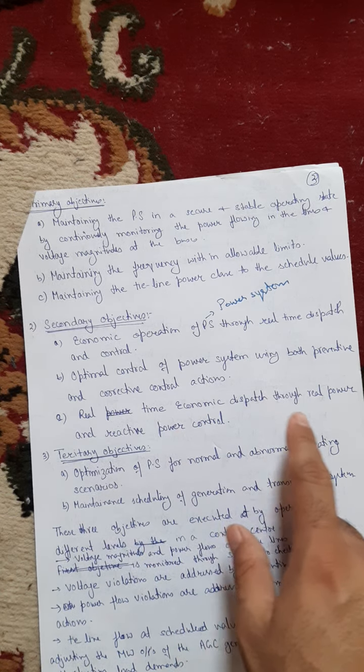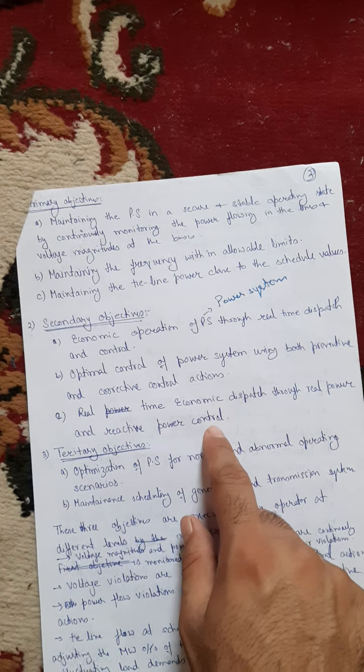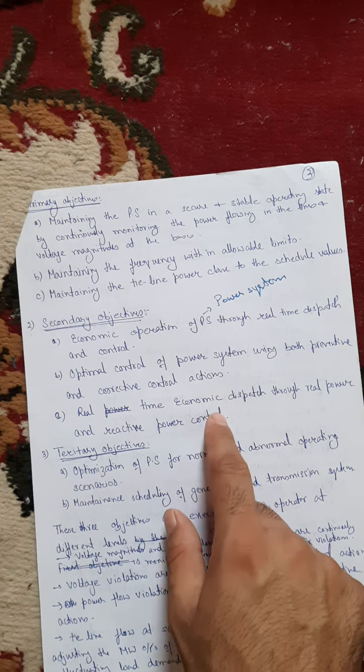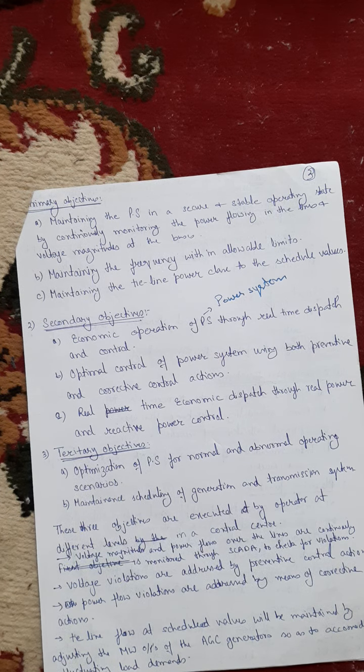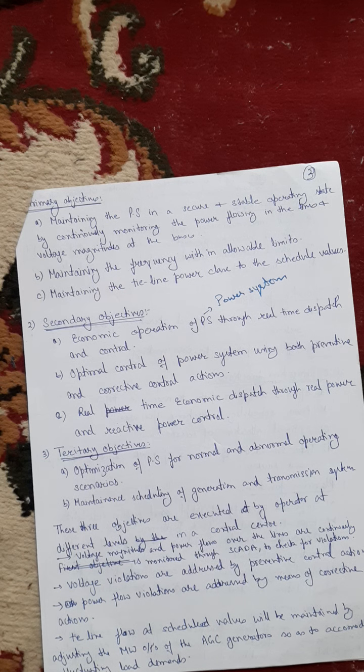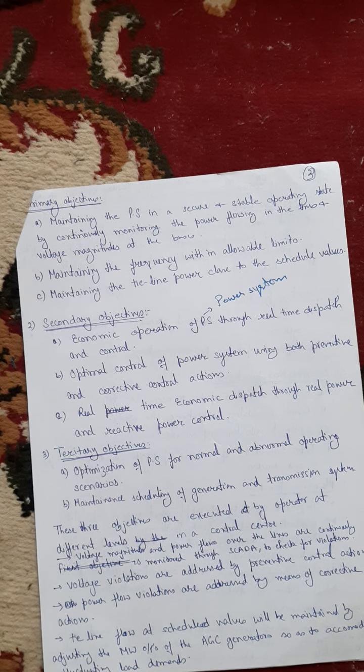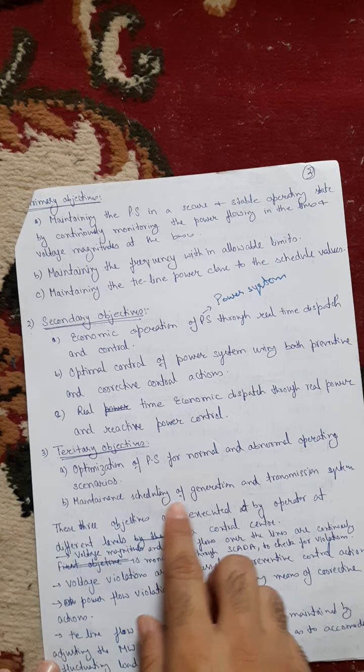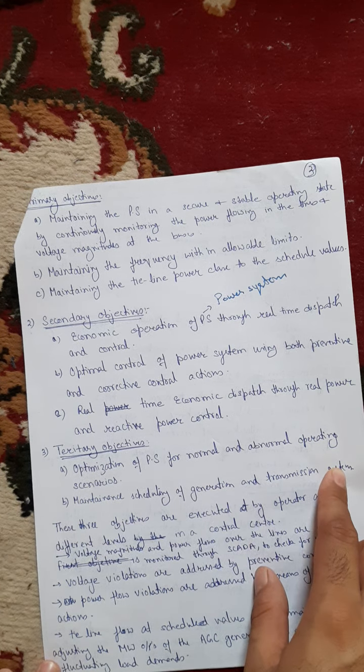Then real time economic dispatch through real power and reactive power control. This is another secondary objective. Then come the tertiary objectives: optimization of the power system for normal and abnormal operating scenarios. This is the overall optimization of the system. And then maintenance scheduling of the generation and transmission system.